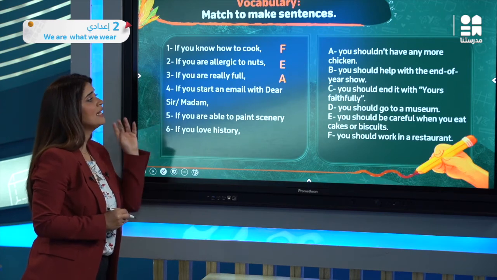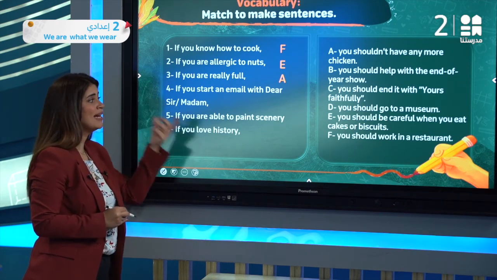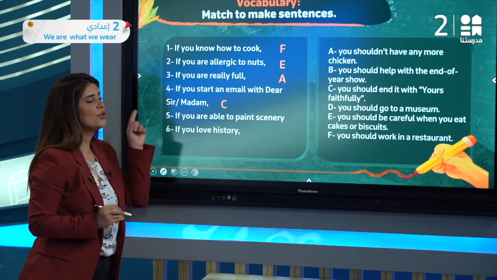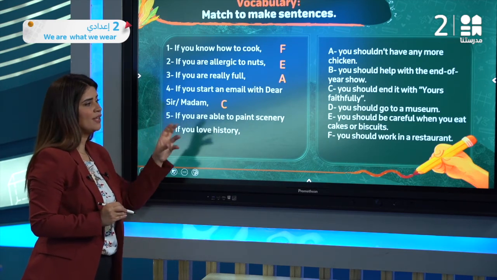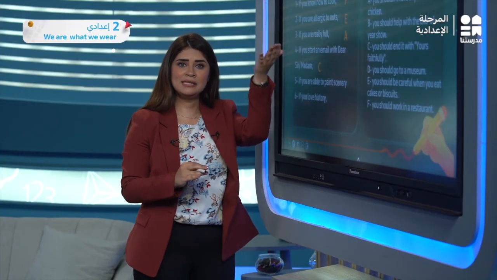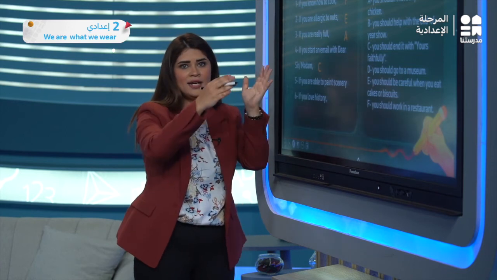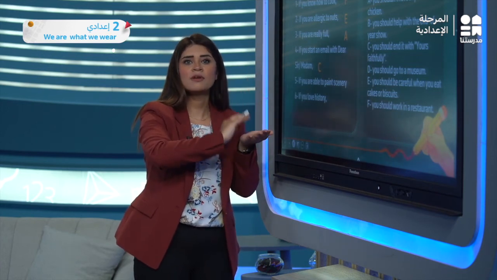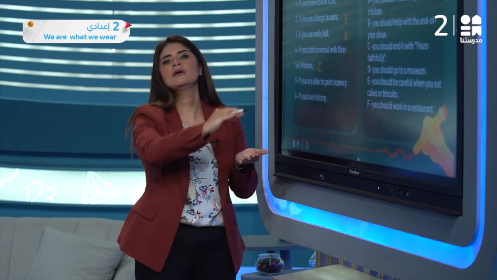Now, if you start an email with dear sir or madam, what's the suitable part? Of course, you should end it with yours faithfully, as we did in the previous email. أنا ابتديت ب dear Mr. Any name, okay? Mr. Zaki, for example, and I ended with yours faithfully, and then my name Hannah plus my father's name.